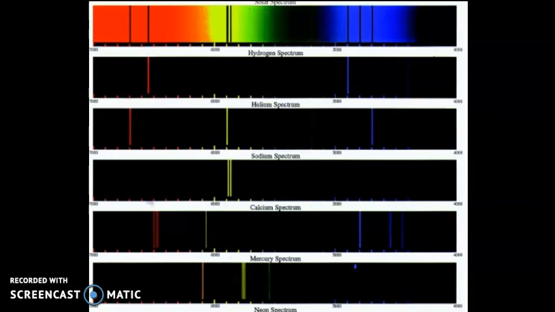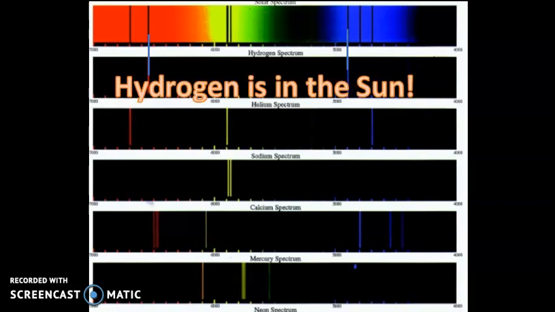For example, for the solar absorption spectrum at the top of the screen, we have the hydrogen emission spectrum right underneath it. I'm just going to see if any of those lines match up. You can actually see that the two main lines in this hydrogen spectrum line up with two black spaces in the absorption spectrum for the sun. What that indicates is that hydrogen is actually present in the sun and is being used during its chemical process.